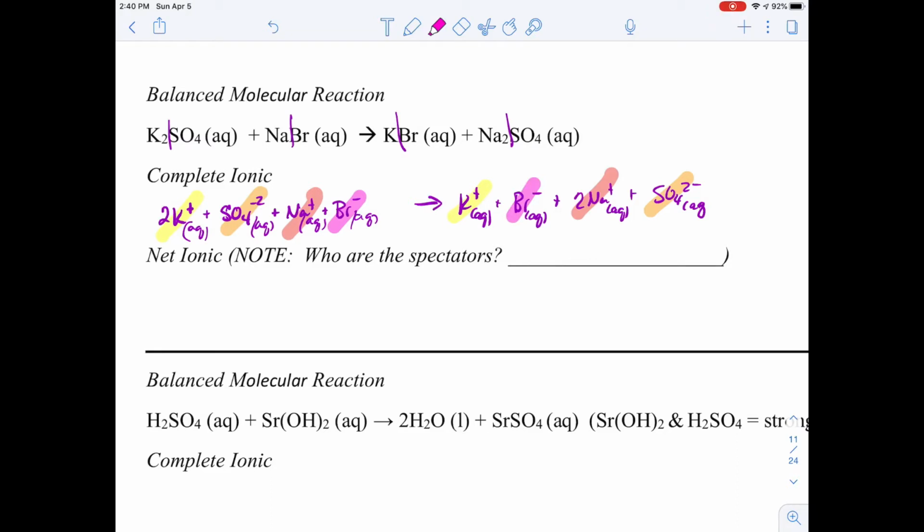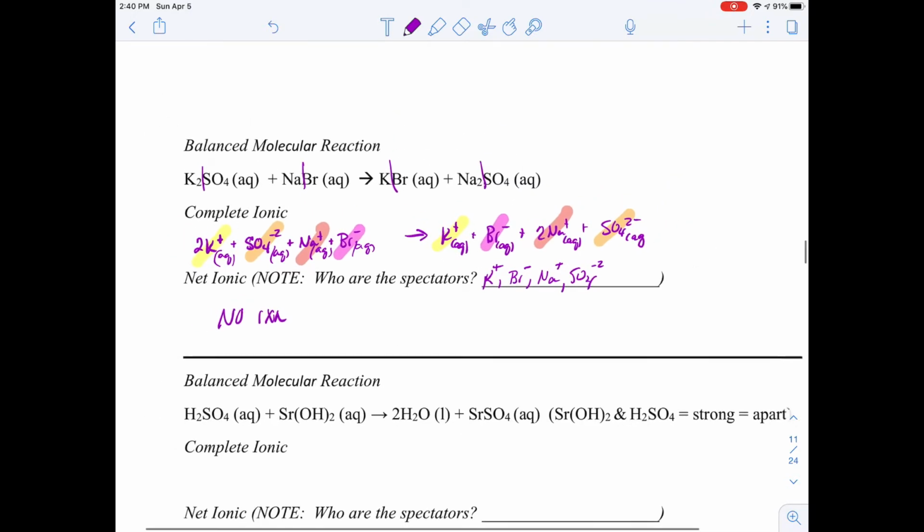Yes. Who are the spectators? Everyone's the spectator. So you're going to say no reaction. There's no net ionic equation. The spectators are K, Br, Na, SO4. Make sure you're writing them as their ionic forms, though. Spectators are just like anyone who is watching the sport, spectator ions. They're not involved. They're just watching the reaction.